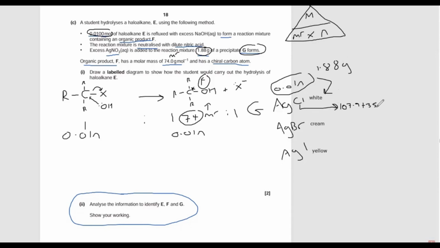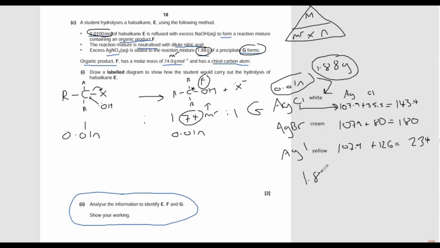So silver has the AR of 107.9. Trust me, you can look it up in a periodic table, about 108. Now, if I add that to 35.5, you're going to get, what, 135.5 plus 8? What is that? Oh, my days, 143, something along those lines, right? So if I divide 1.88 grams, which is my mass, by 0.01 moles, which is how many moles of the precipitate I should have, I should equal 143 if it's silver chloride, 184 if it's silver bromide, and about 234 if it is silver iodide. Let's check it out.